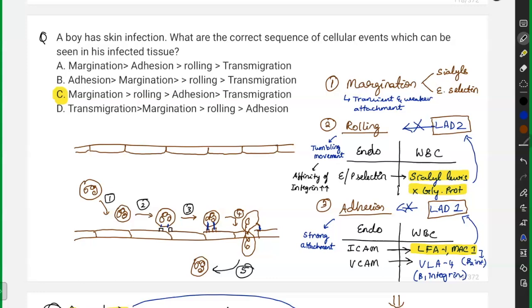First stage is inside the lumen. Second stage is from the lumen to the endothelium. Third is outside the lumen. So how this is going to take place, that is what we are going to see one by one.